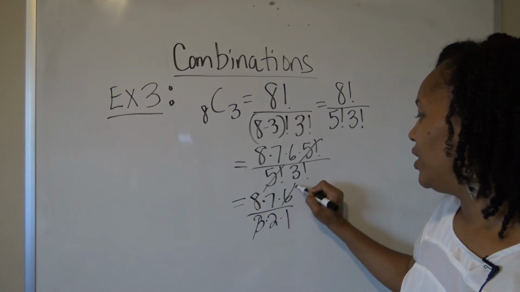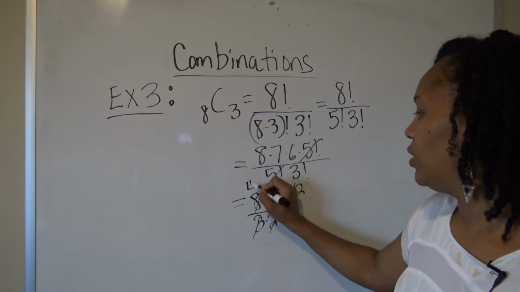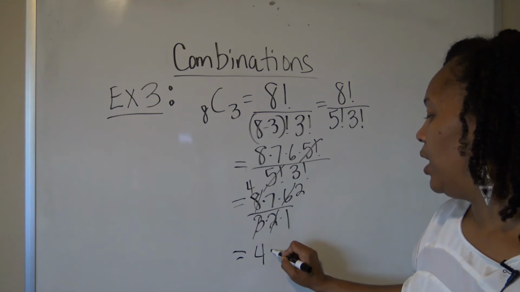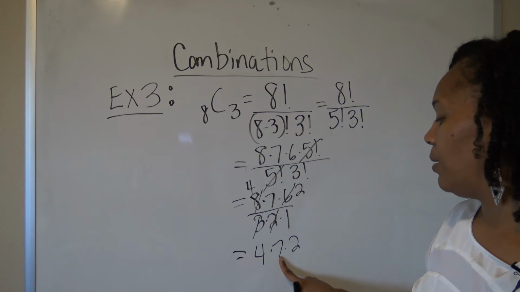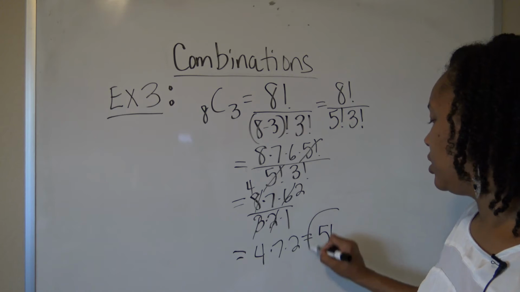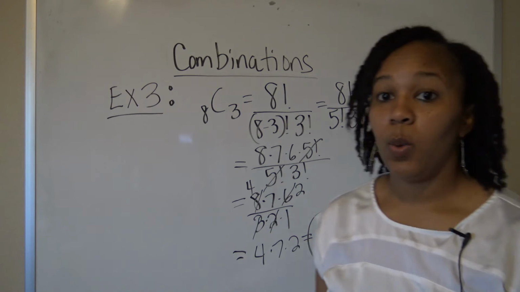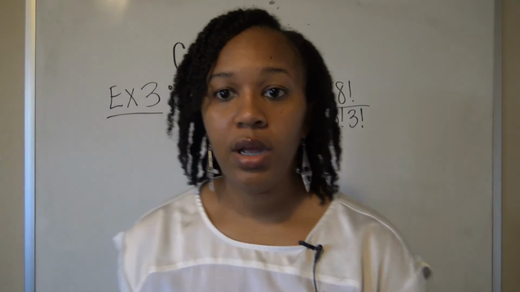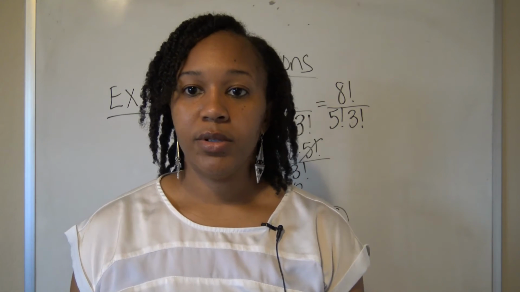6 divided by 3 is 2. 8 divided by 2 is 4. That leaves me with 4 times 7 times 2. 4 times 7 is 28. 28 times 2 is 56. So there are 56 different ways that we could choose a committee of 3 from a number of 8 members on the board of supervisors.